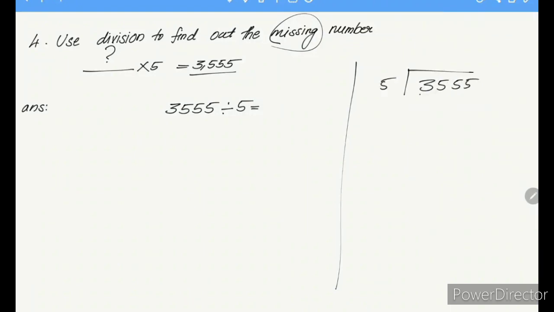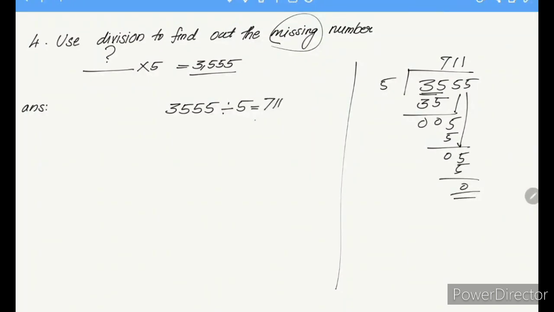Yes. How many 5 in 3? No. And take 35. 7 times 5, 35. Okay. 0. And we write 5 here. And in 5 there is 1 5. 1 into 5, 5. And 0. Write this 5 here. 1 into 5, 5. 0. And we will get 711. The other number is 711.